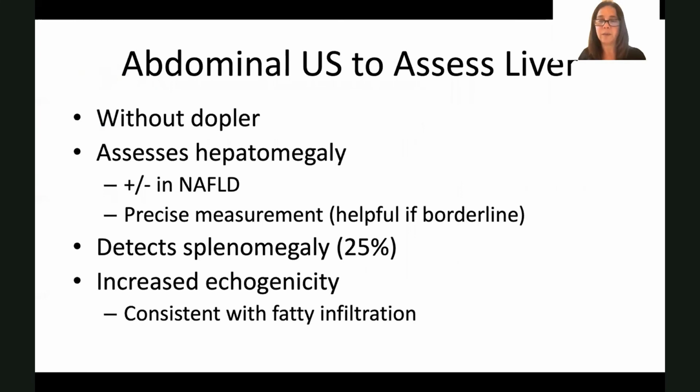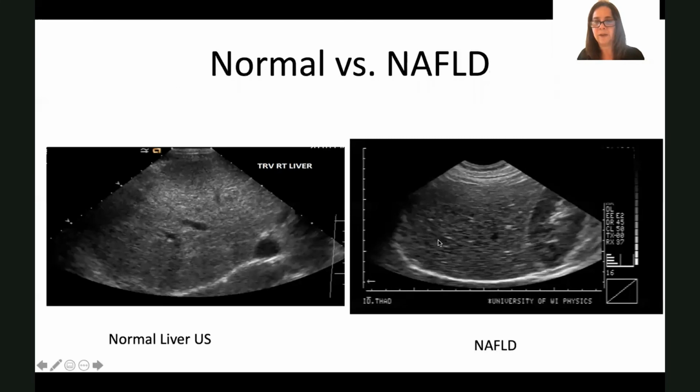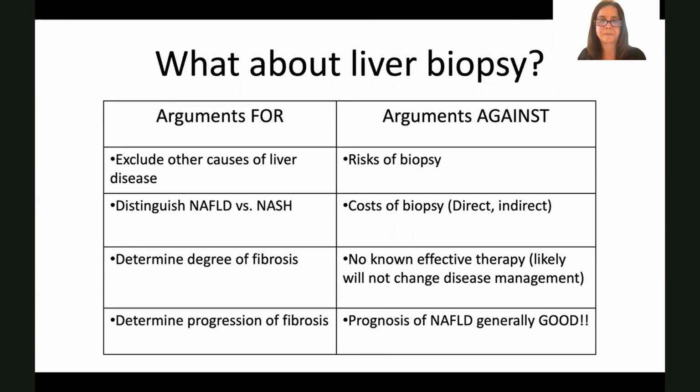In terms of the abdominal ultrasound, no Doppler is necessary. Your goal is just to assess the size of the liver, and also to look for splenomegaly. And really, it's looking for increased echogenicity, which we see with fatty infiltrate. So it's a normal liver, which looks very homogeneous. And here's NAFLD, and you're just seeing what they call the starry sky, just a brightness to the liver.